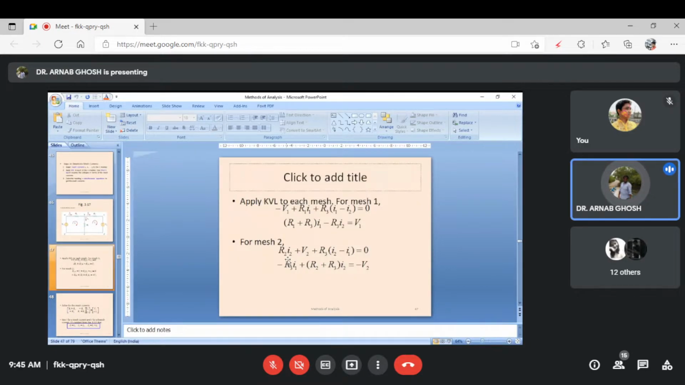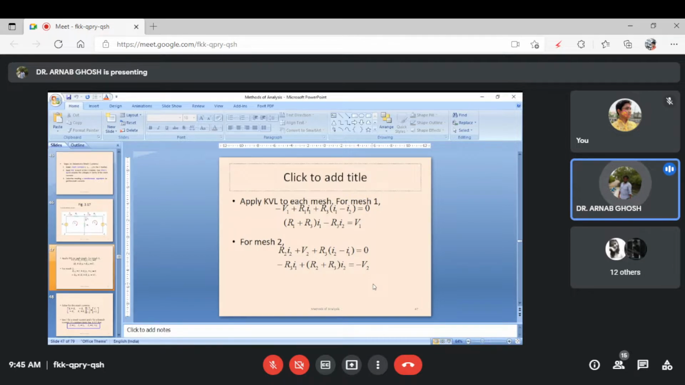So we are writing all this. That is R2 I2 plus V2 plus R3 into (small I2 minus I1) equals 0. We are again rearranging this in terms of I1 and I2. We are expressing the simultaneous equations in terms of these two unknowns, I1 and I2, and we are getting this equation.